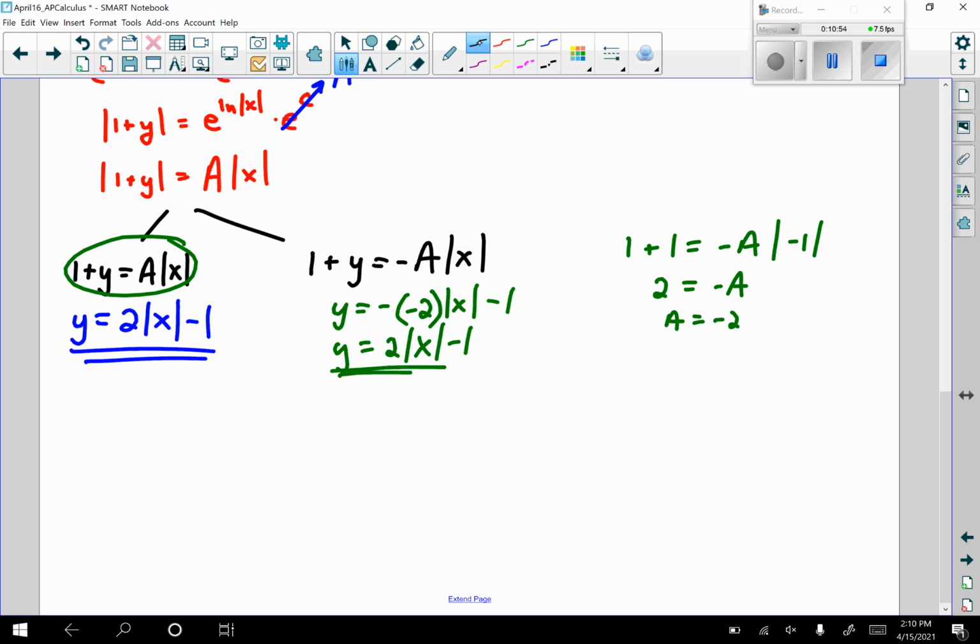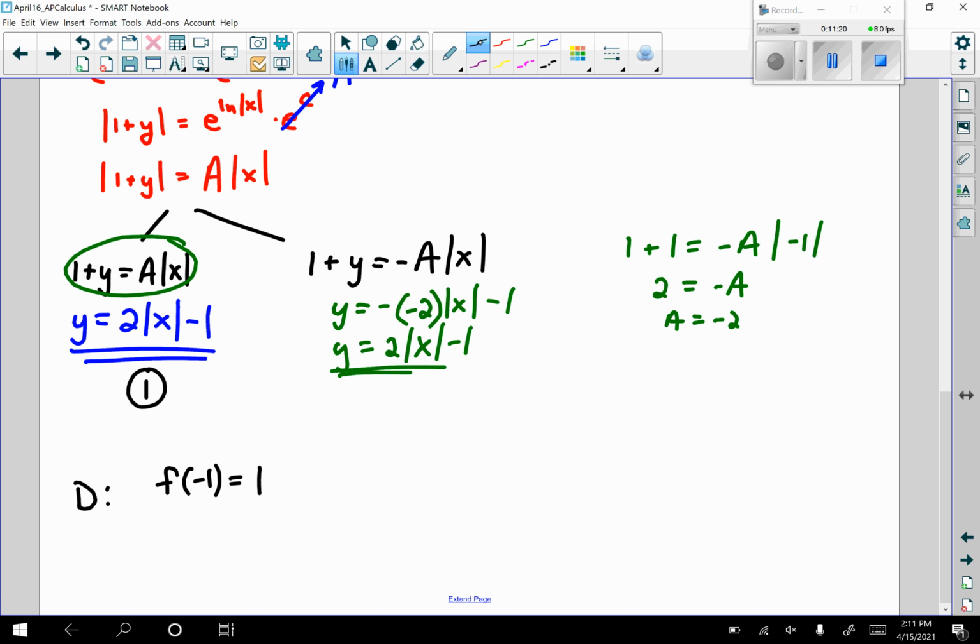And we get 1 more point for answering this. Then we also need to state the domain. So for us to have an initial condition of f of negative 1 is equal to 1, this is working when all of our x values are negative.